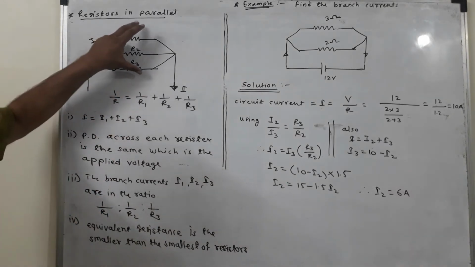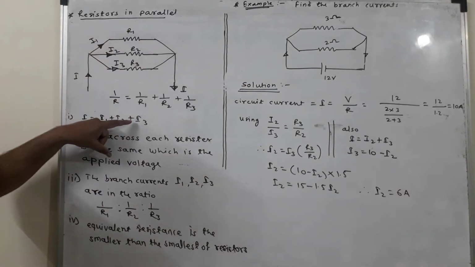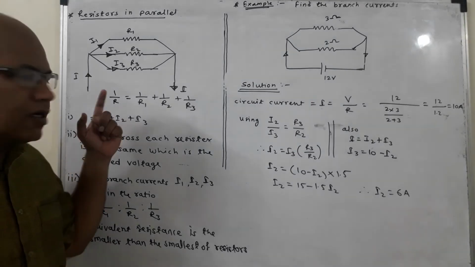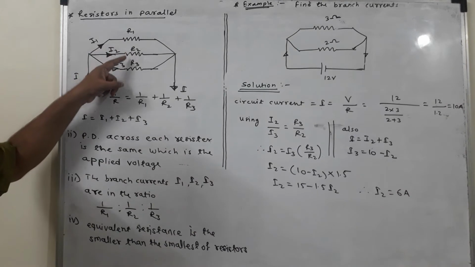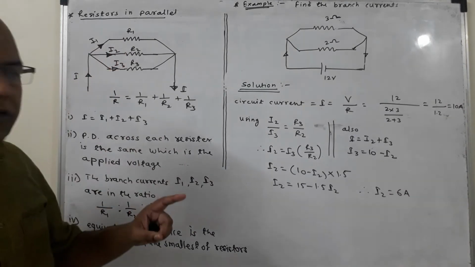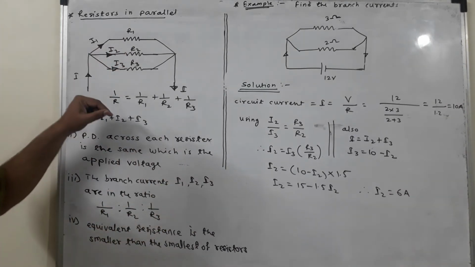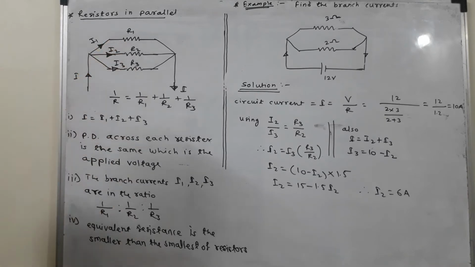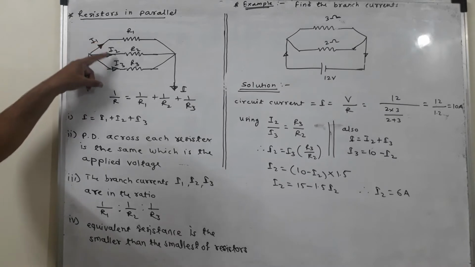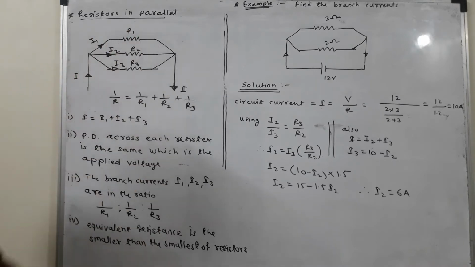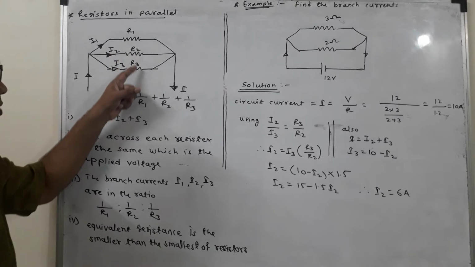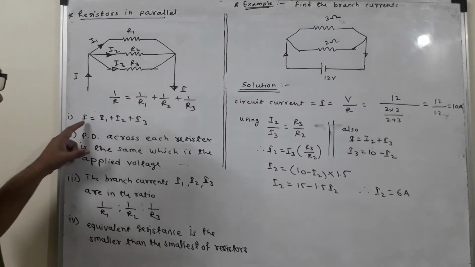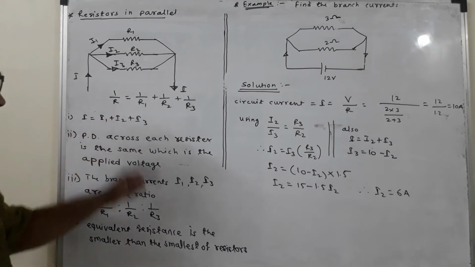Now when resistances are in parallel, we will have to remember these 4 points. Point number 1, the current flowing through each resistance is going to be different, but the total current supplied must be equal to the sum of the currents flowing through the branches. So if I1, I2 and I3 are the currents which are respectively flowing through R1, R2 and R3, then the total current, that is called the circuit current, I is equal to I1 plus I2 plus I3.